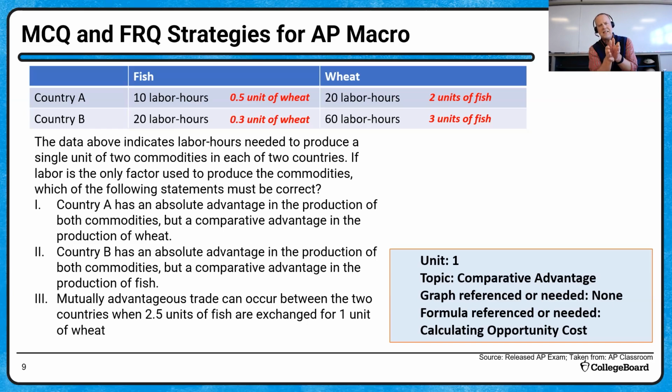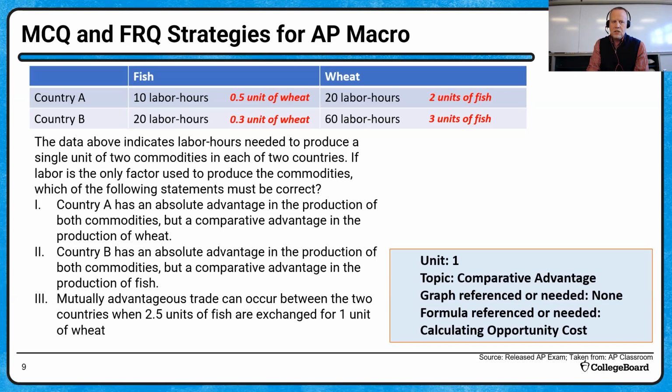So just looking at that data, I can go ahead and make some conclusions. Absolute and comparative advantage. For absolute advantage, I'm looking at the labor hours. Country A produces fish a lot quicker, which means they have absolute advantage. And for wheat, 20 is less than 60. They're also producing wheat much quicker than country B. So it looks like country A has absolute advantage in both.